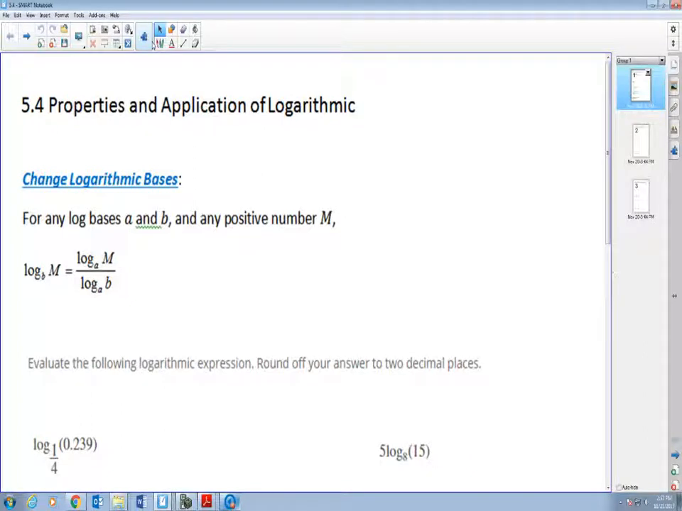Welcome to College Algebra. In this lecture video, we're going to talk about section 5.4, properties and applications of logarithms.